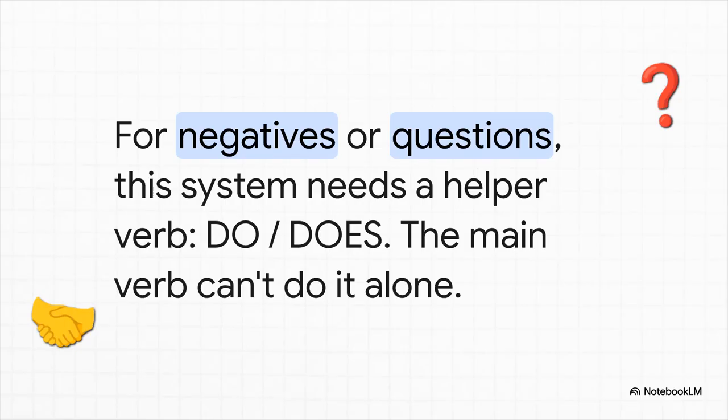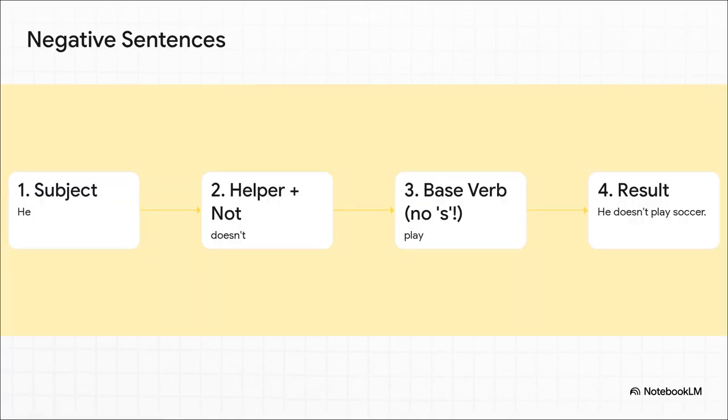Okay, now here's where things get really interesting with our main engine. When you want to make a sentence negative or ask a question, the main verb is, well, it's kind of weak. It can't do it on its own. It has to call for backup. And that backup, that special helper, is either do or does. Let's walk through it. Say you want to make he plays soccer negative. You start with your subject, he, then you bring in the helper, does, and add not, so you get doesn't.